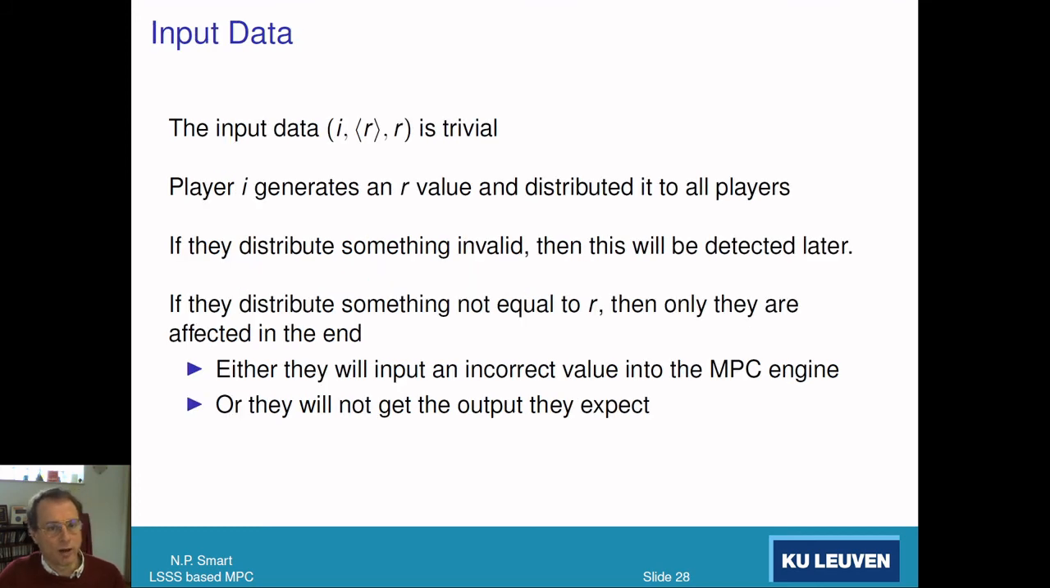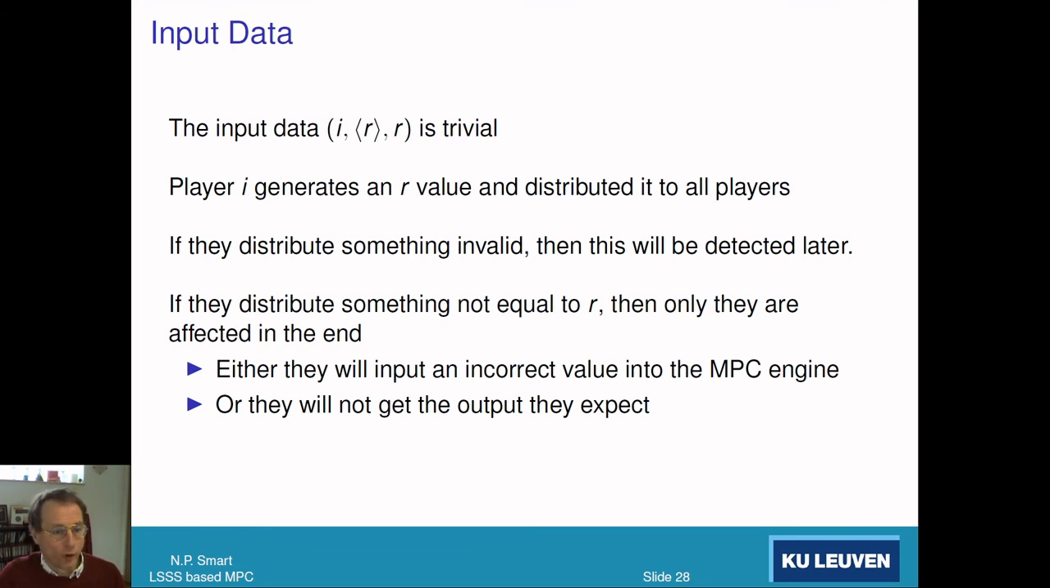Input data is rather trivial. Party I just generates a random value and then distributes shares to all other players. If they distribute something which is an invalid sharing, this is going to be detected later. Or if they distribute something valid which isn't equal to R, then the only person who's going to be affected by this is them, because they're not going to be able to enter the right value in the protocol, or they're not going to get the right answer out. So this is not so much a problem. Input data is relatively straightforward.